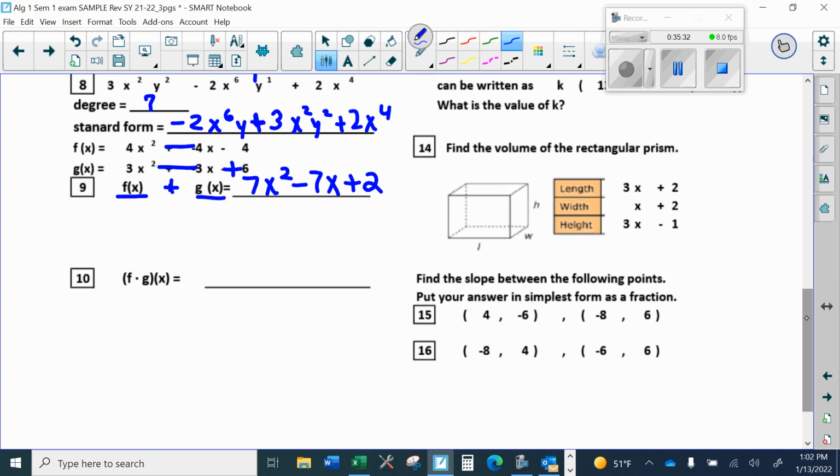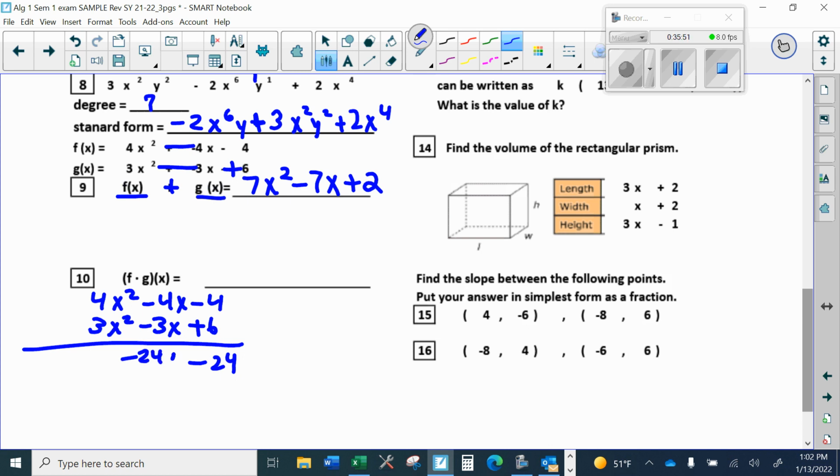Very simple there. Now, 10, you got to actually write it out and multiply. So I have 4x squared minus 4x minus 4. 3x squared minus 3x plus 6. And now I multiply negative 24, negative 24x, and 24x squared. Change the color for the next row. Okay, that's positive 12x. Negative times negative is positive. And there's another plus 12x squared. And then negative 12x cubed.